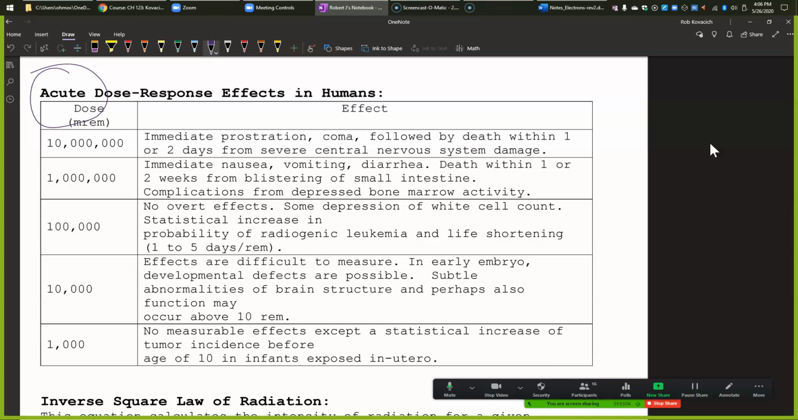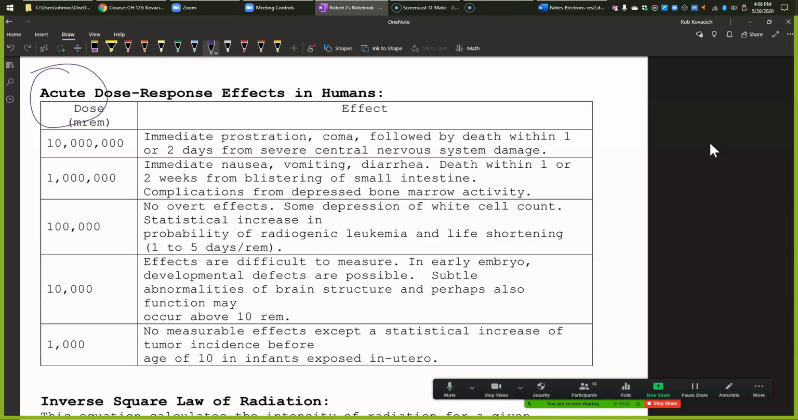And we're saying, okay, so let's say you're exposed to 1,000 all at the same time. What happens to you? It says no measurable effects. Nothing. Except the possibility of a tumor. Well, you need to be more specific about that. It says a statistical increase of tumor incidence before age of 10. Oh, so it's not in adults.